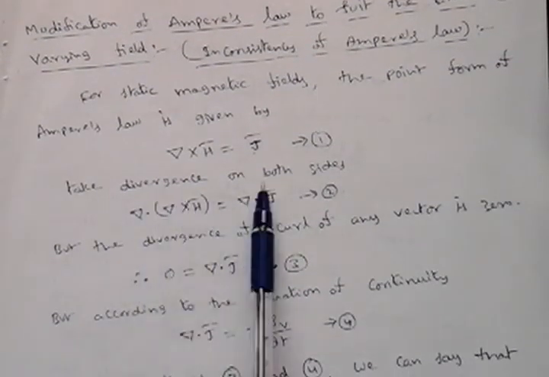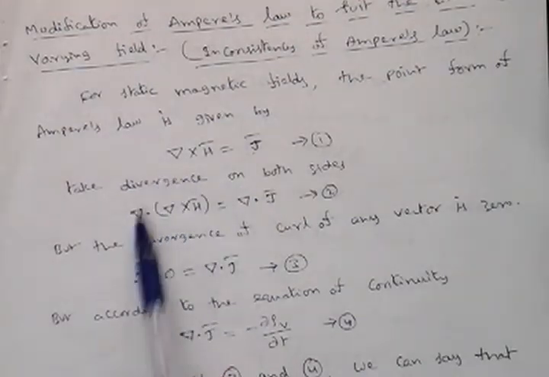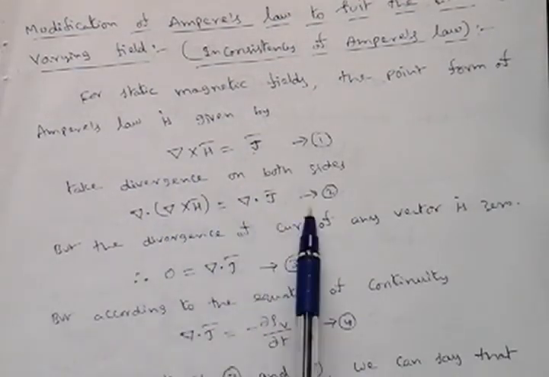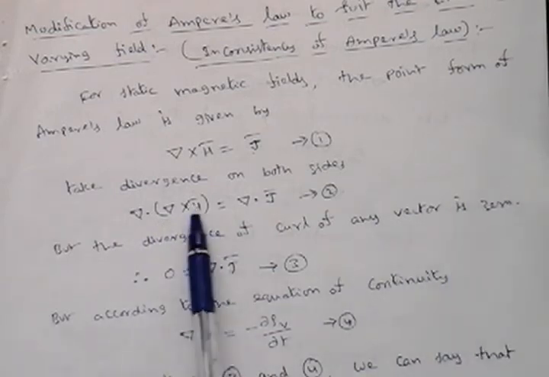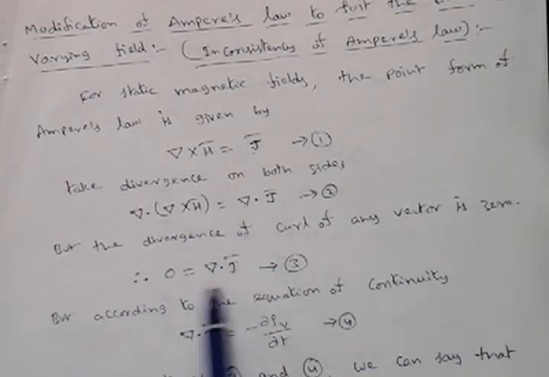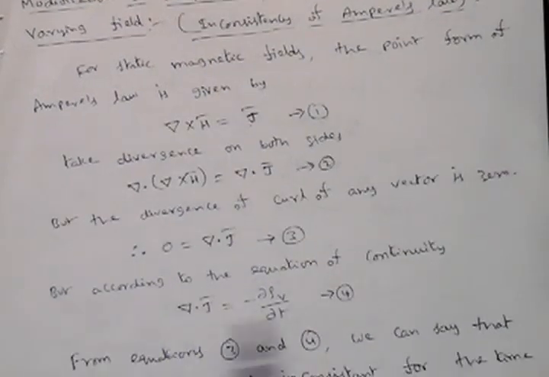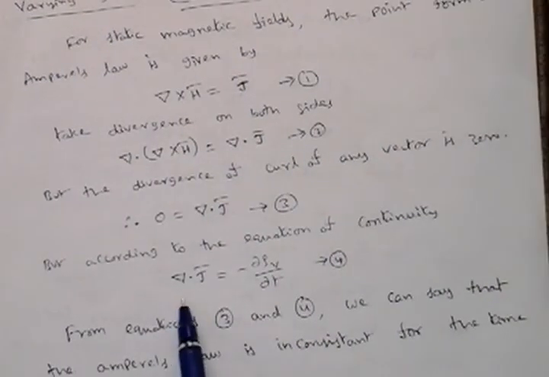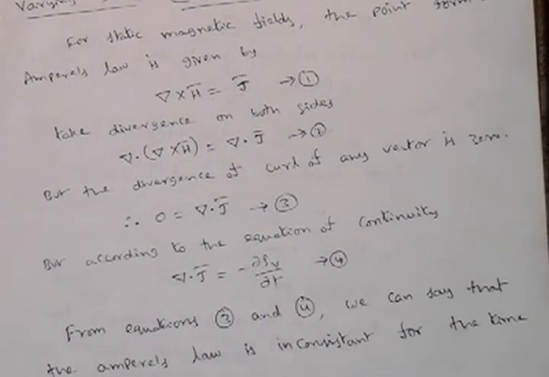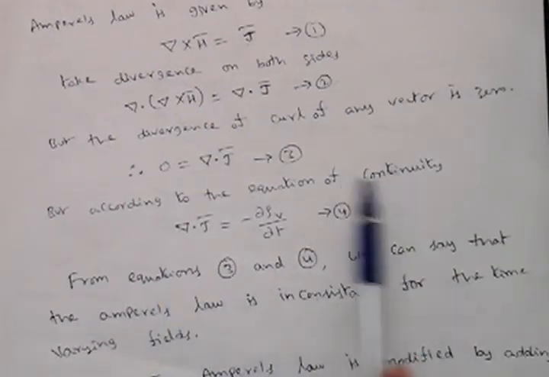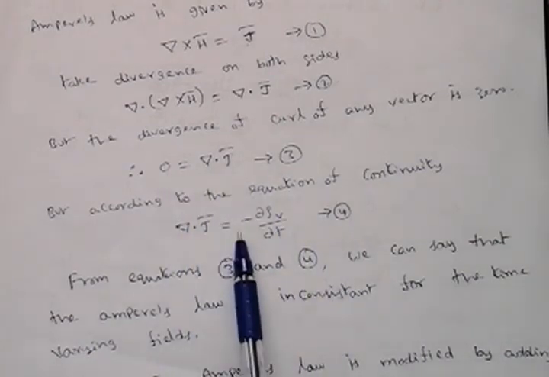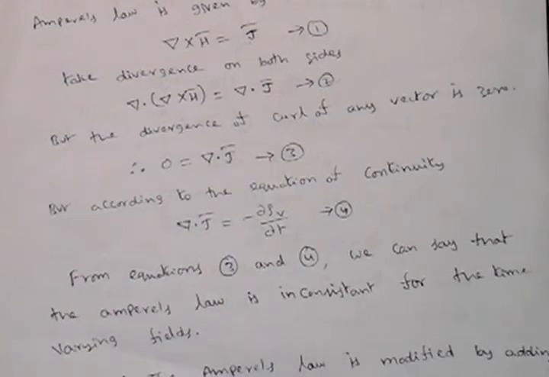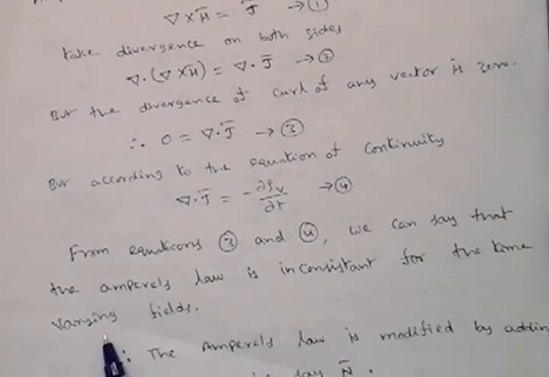Take the divergence on both sides. Del dot of del cross H is equal to del dot J bar. As per the property of divergence of curl, it is always 0 only. So this side is equal to 0, and del dot J bar is equal to 0. But according to the continuity equation, del dot J bar is equal to minus dou rho V by dou T. So for equations 3 and 4, del dot J bar cannot be equal to 0. That's why Ampere's law is inconsistent for time varying fields.